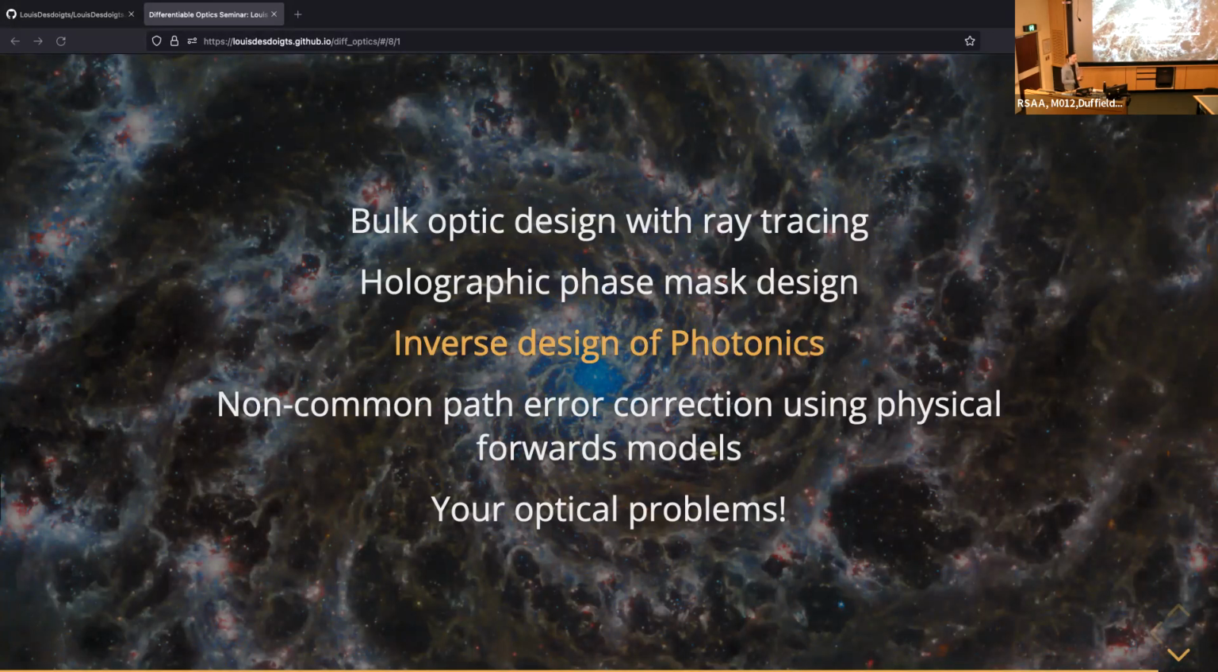We think, you know, if you implement an actual physical forwards model inside the real-time loop, then you can start to correct for this non-common path error, as well as learn the state of the system at the same time.